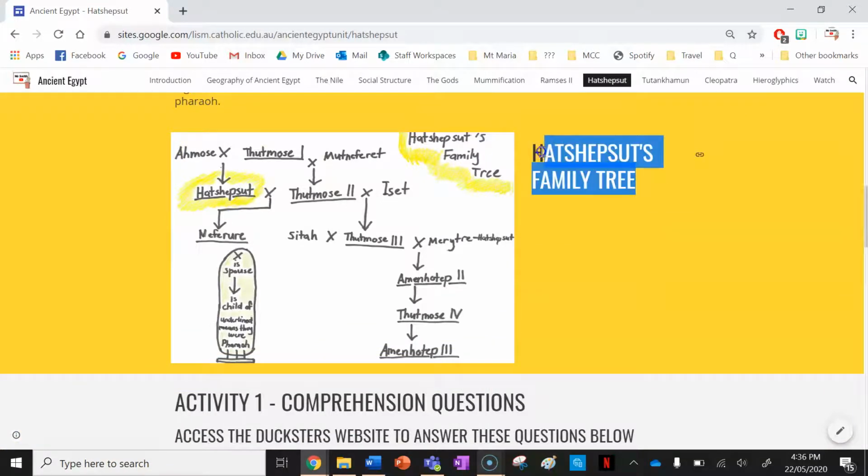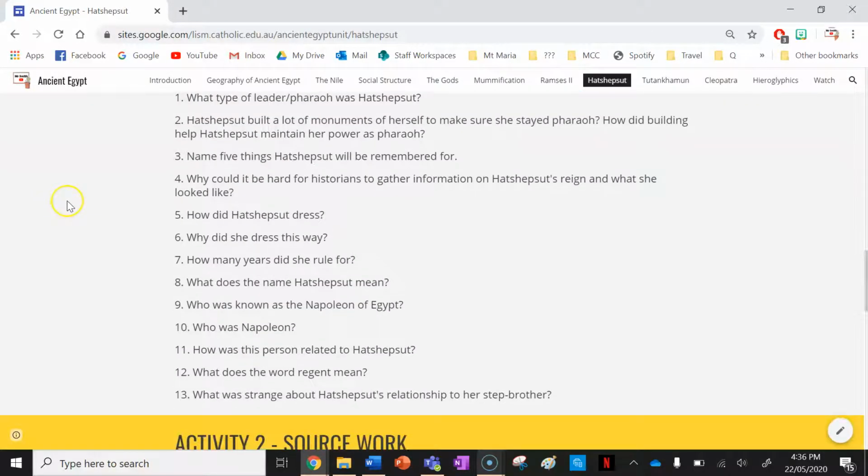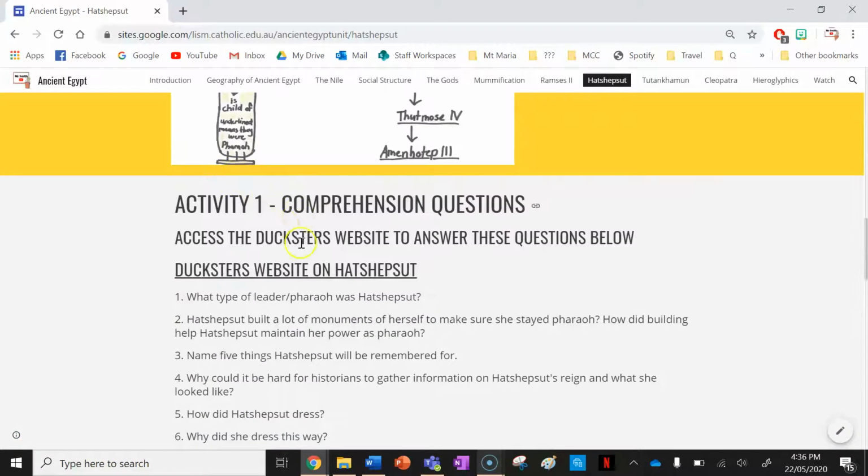The next step, guys, is to just have a look at Hatshepsut's family tree, which I've drawn up. You can see she was married to her stepbrother Thutmose II, who then died, and then Thutmose III took over from Thutmose II. But since he was too young, Hatshepsut ruled in his place as queen regent until he was old enough.